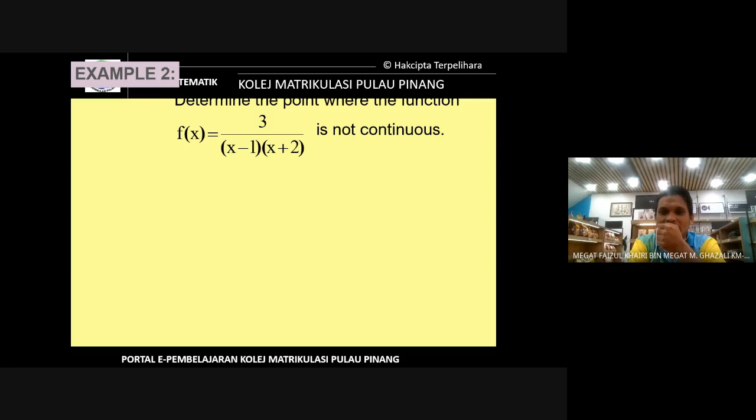Okay, determine the point where the function is not continuous. Class, again, the denominator cannot be equal to 0, so then x cannot be equal to 1 and x cannot be equal to -2.